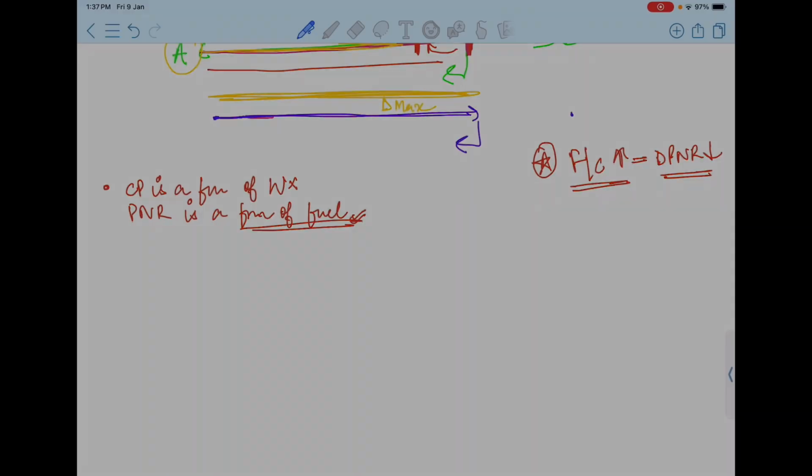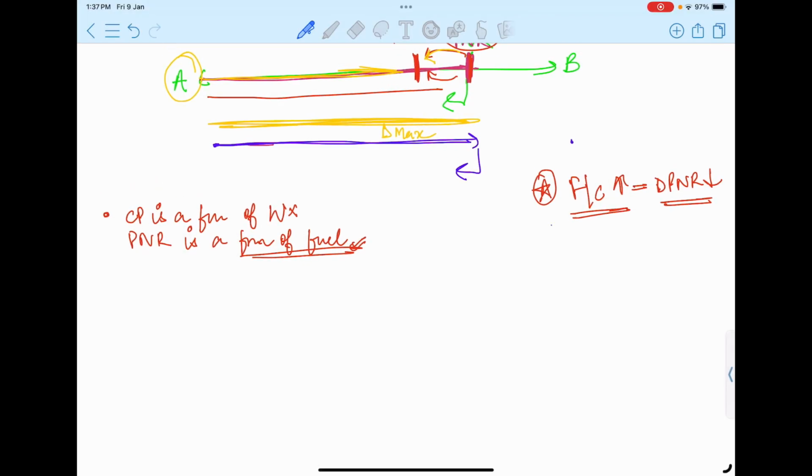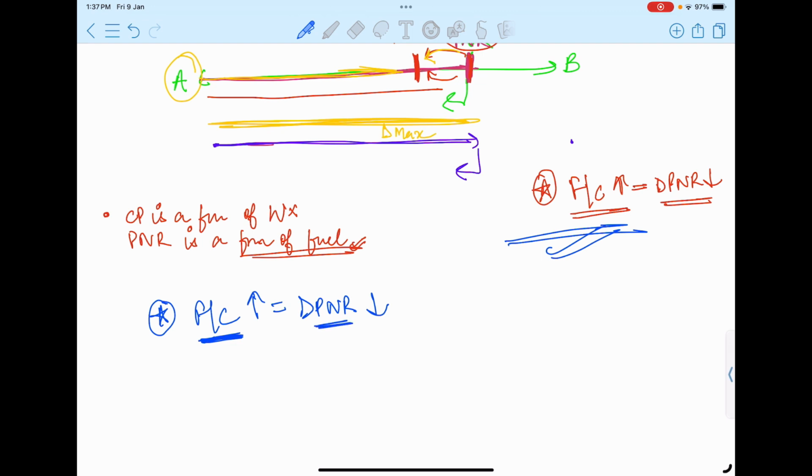Okay? Now there are two more things that you have to learn. One is about fuel consumption only, which I told you. When the fuel consumption increases, the dPNR, the distance to PNR, reduces, because now you're consuming more fuel, so your distance traveled would obviously be less. The second important point, when the fuel on board increases, the distance to PNR increases as well, which is quite obvious. When you're carrying more fuel, you can travel more distance.